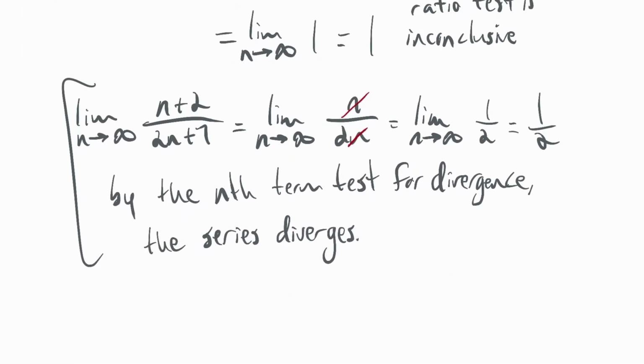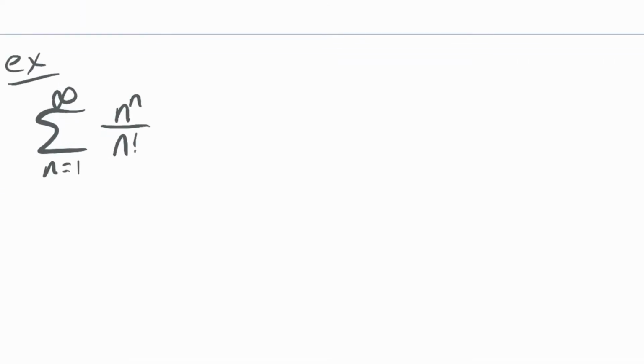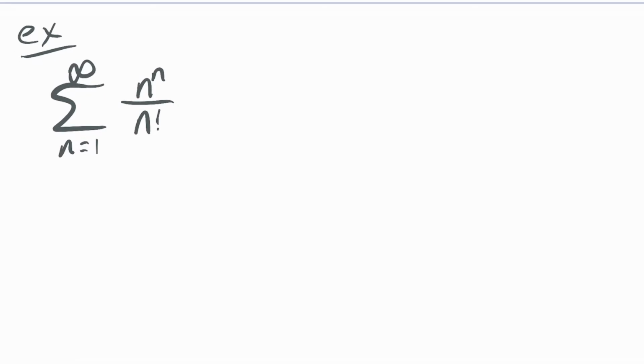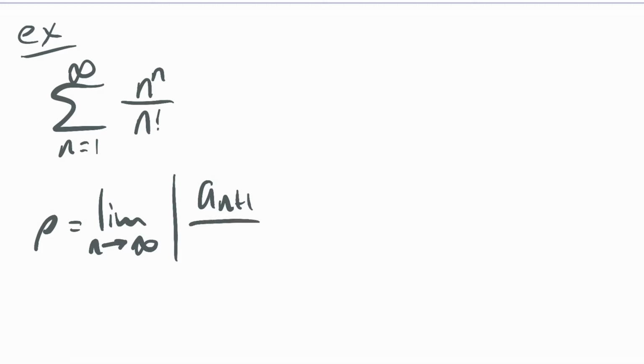Anyway, next example. This one has a lot of n's going on. There are no other numbers, but predictably, we're going to try the ratio test. So rho equals the limit as n goes to infinity of the absolute value of a sub n plus 1 over a sub n. Since everything here is positive anyway, I'm going to drop the absolute value bars in the next step.